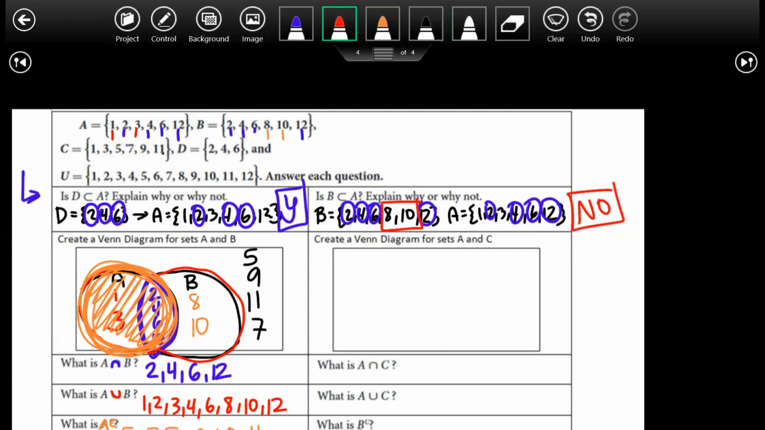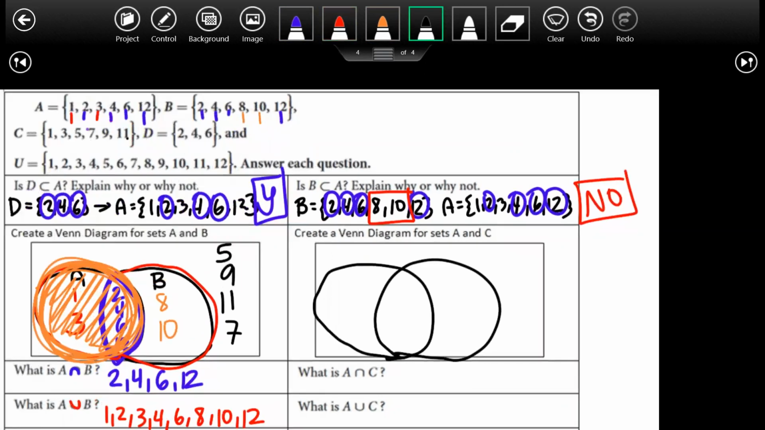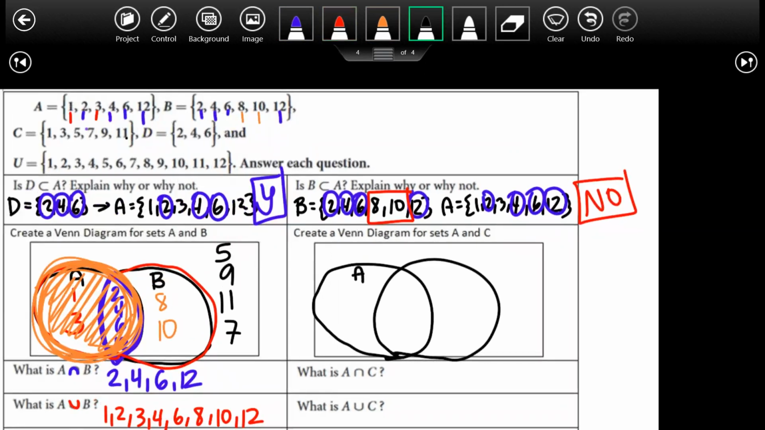Not all elements are in A. Not all elements are in B that need to be in A. So we say no. Creating the Venn diagram. Does the Venn diagram help you guys out? Let's do it. Sorry, my circles are oblong, but it's okay.